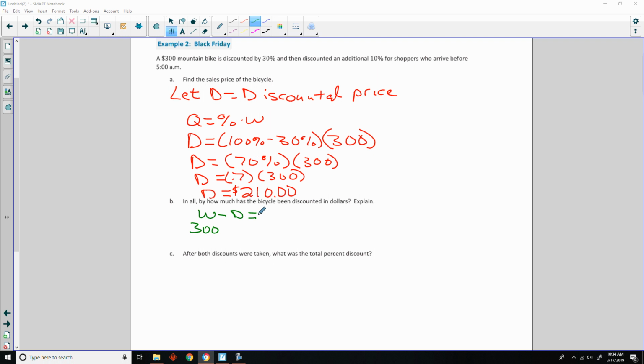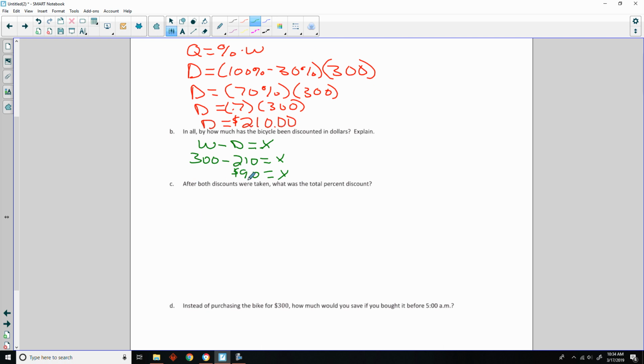And do we want to use a different variable for that? How about just X? Okay, so 300 minus 210 equals X. 90 equals X. So $90 was the discount. Don't confuse discount with discounted price.